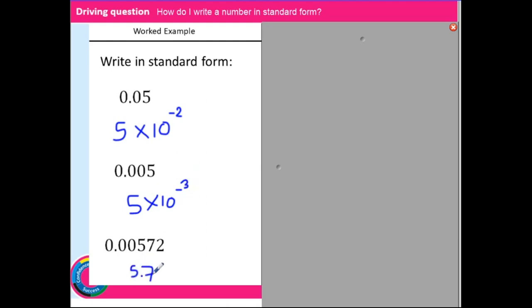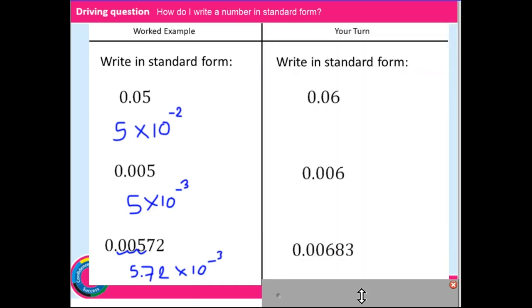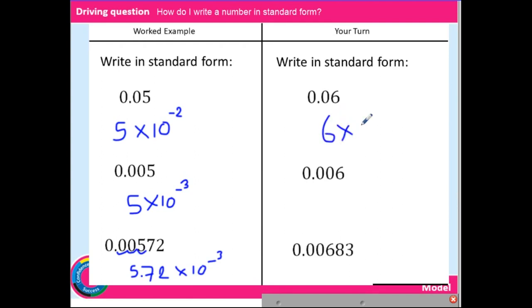Here I'd have 5.72 multiplied by 10 to the power of negative 3. I'm dividing by 10 1, 2, 3 times. You guys try these ones. 6 multiplied by 10 to the power of negative 2. 6 multiplied by 10 to the power of negative 3. And 6.83 multiplied by 10 to the power of negative 3.